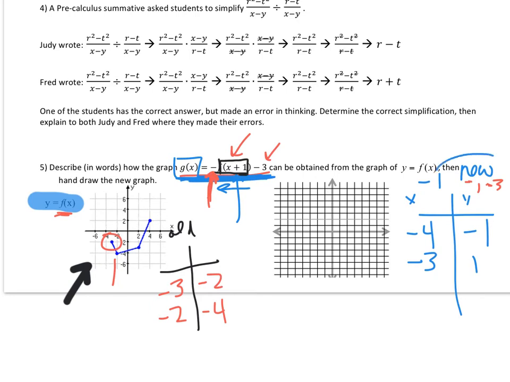Once you get your new table from that point, it's simply a matter of plotting the points like we always have and connecting them with segments. Here we can't just take the old graph and flip it over and slide it 3 because of the x changes. Hopefully this helps.